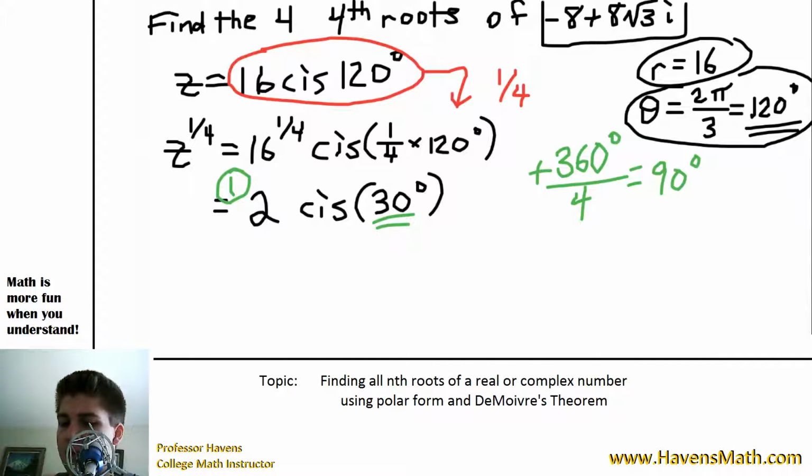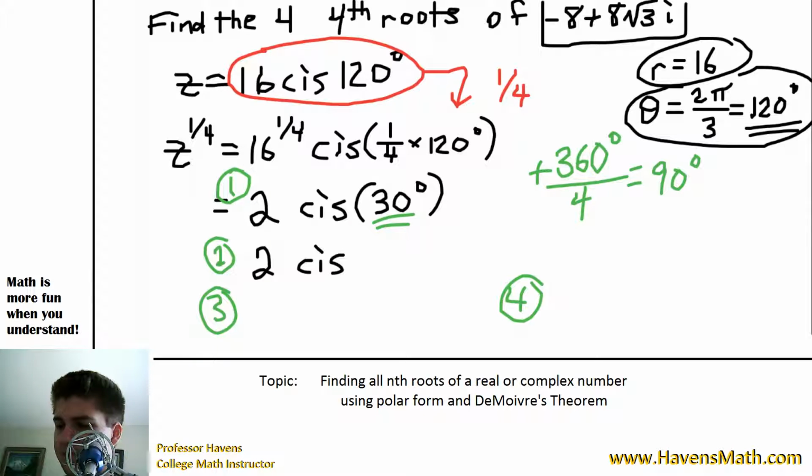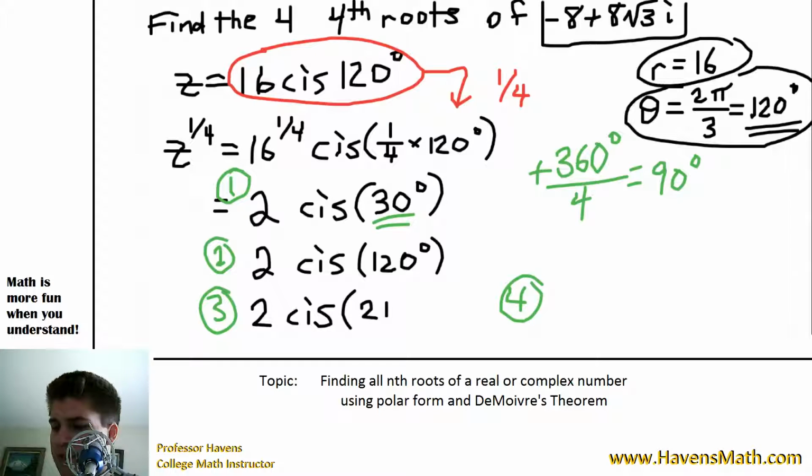So for number 2, I'm just going to write them like this so I can keep track of all my roots. But the first one is going to be, we're going to add 90, so we're going to have CIS 120 if we add 90. And then if we add another 90, we're going to get 210 degrees. And then if we add another 90 to that, we're going to get 280 degrees.